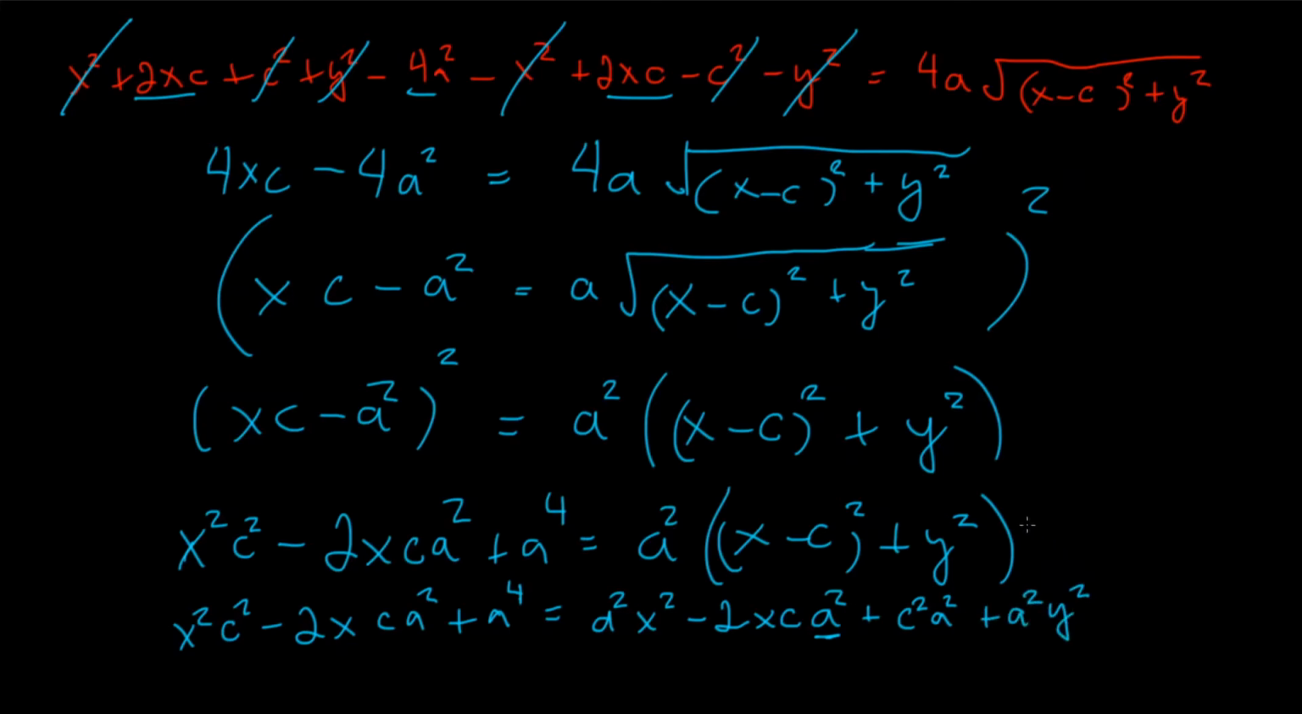Cool. Let's see what disappears. Only one thing disappears. It looks like that's going to be the 2xca squared, but that thing is pretty nasty, so I'm glad that it's gone. We have a negative 2xca squared on both sides of the equation. So what does this look like? We're going to have an x squared c squared plus a to the 4th is equal to a squared x squared plus c squared. You know, I'm actually going to put the a squared in front. A squared c squared plus a squared y squared. There's some factoring that can be done here.